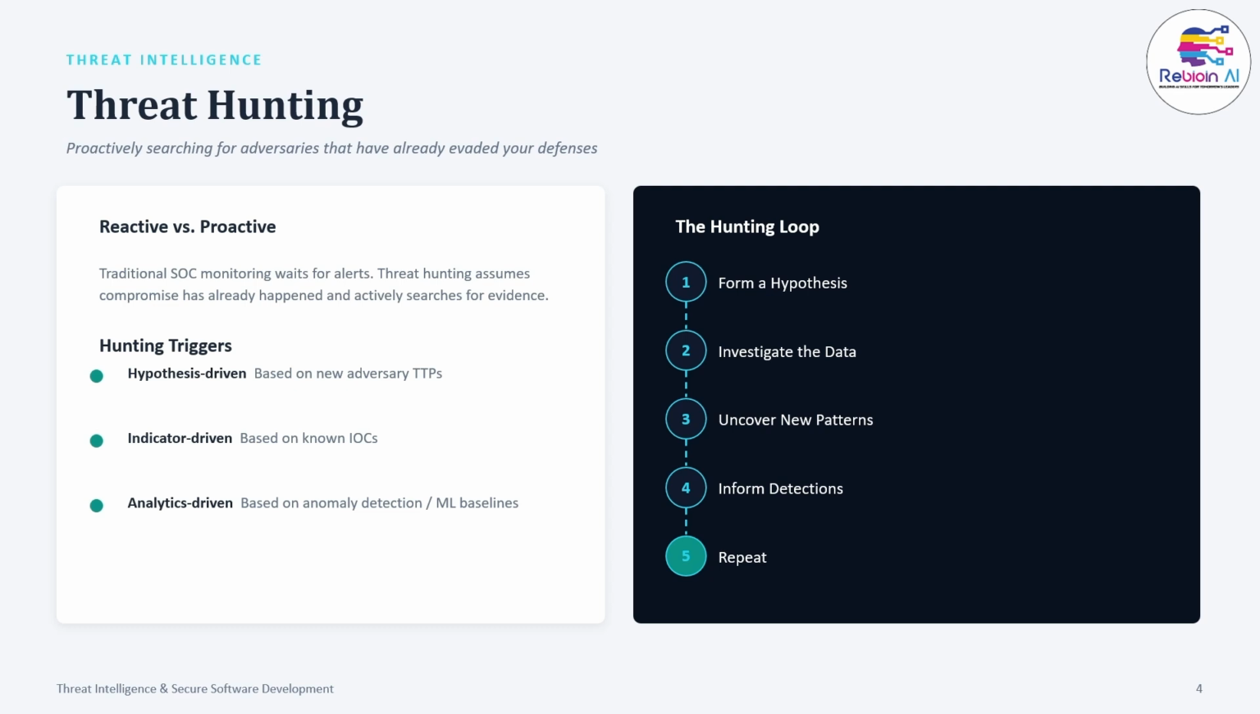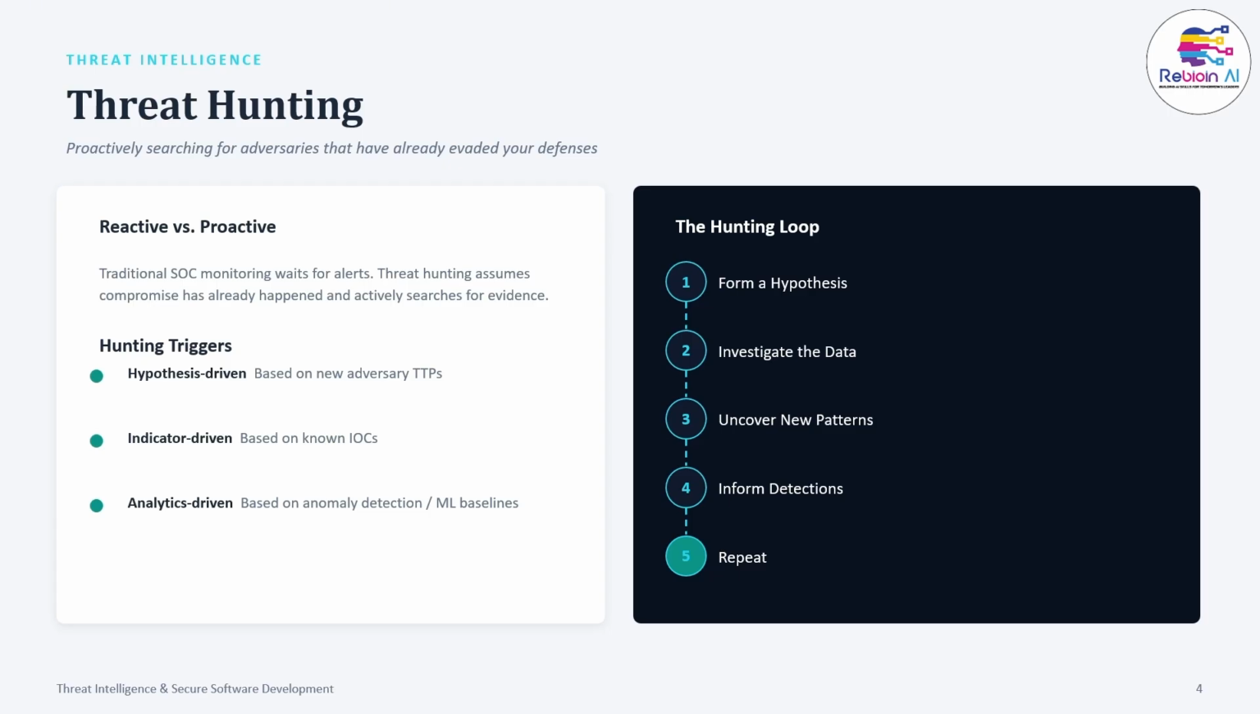Now, what makes a hunter start looking? There are three common triggers. First, hypothesis driven. That is, I have a theory that attackers might be doing X. For example, I bet attackers might be using a common Windows tool called certutil.exe to secretly download harmful files because it looks like normal system activity and wouldn't trigger antivirus alerts.